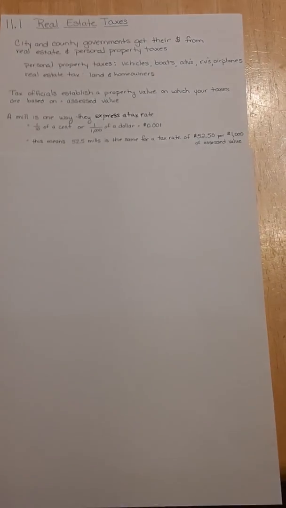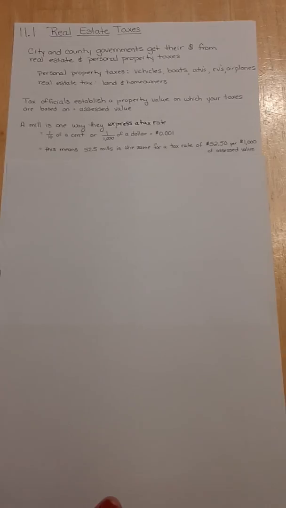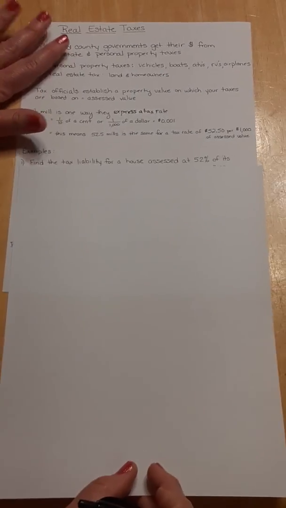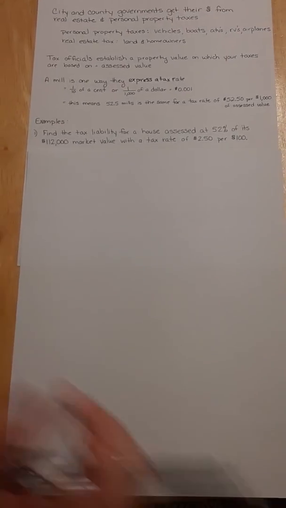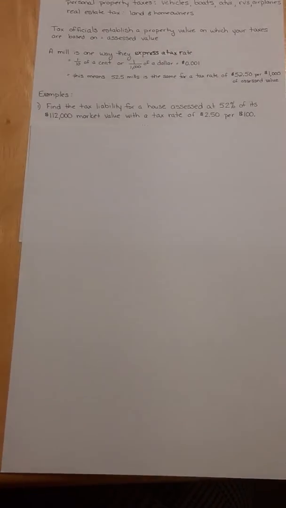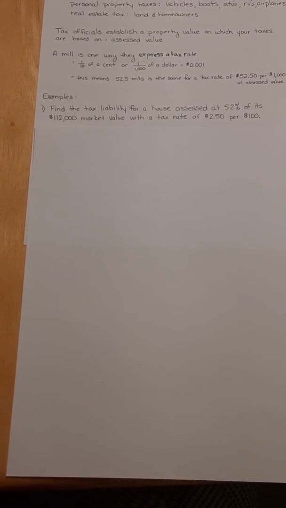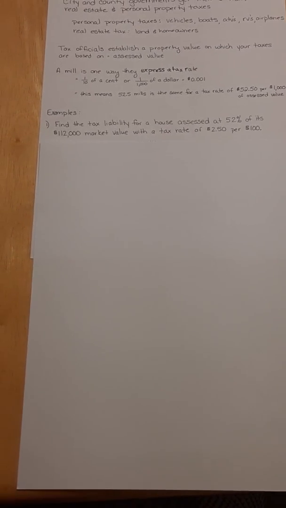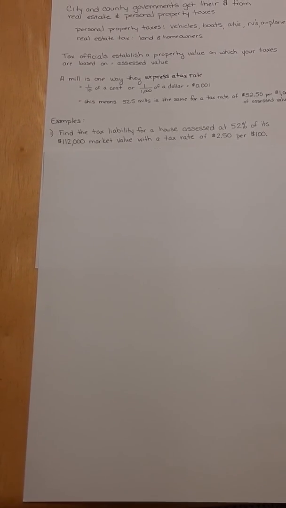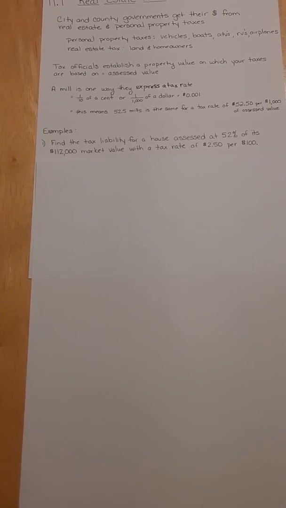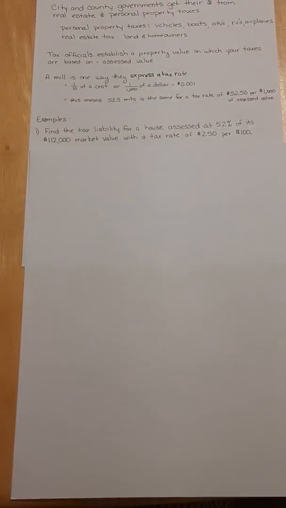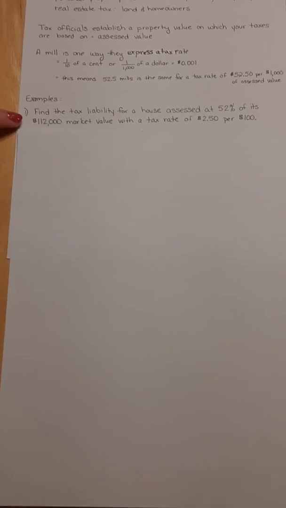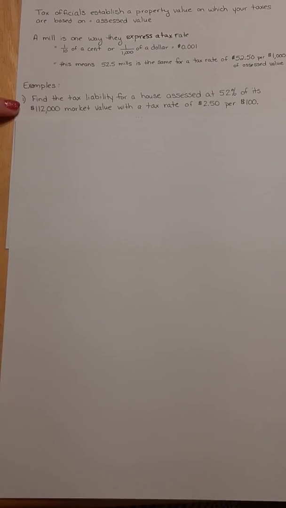Okay, so now that we've got the basics under control, let's actually look at some real examples of how this applies in real life. So one of the examples we're going to do is this example here. Find the tax liability for a house. It's assessed at 52% of its $112,000 market value. It's got a tax rate of $2.50 for every $100. So remember that our taxes are not assessed on the actual market value of the house. It's at the assessed value.